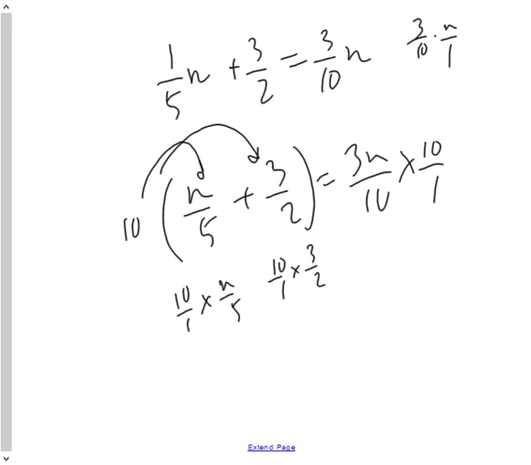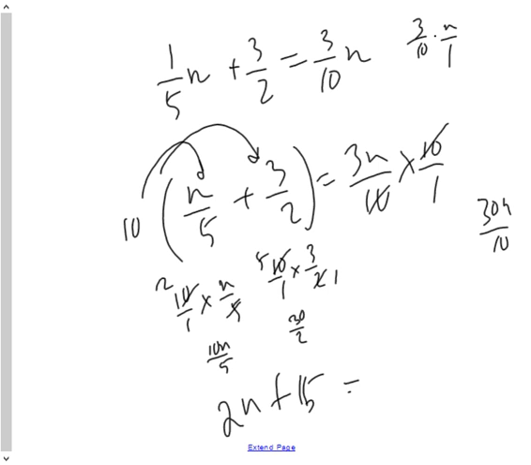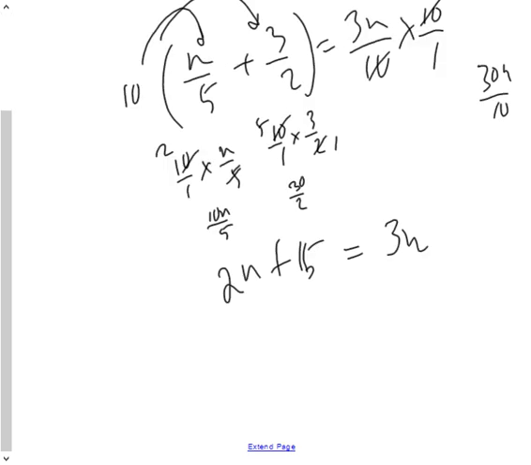So either I get 10n over 5, which will be 2n, or I cross-reduce and get 2n. I either get 30 over 2, which is 15, or I cross-reduce and get 15. I cross-reduce and get 3n, or I get 30n over 10, which is still going to be 3n. So once I multiply both sides by 10, I get this particular equation. Take away the n from the side with the least amount, in this case the 2n. It leaves me with 15 equals n. And we're solved. We're done. 15 equals n for the first one.